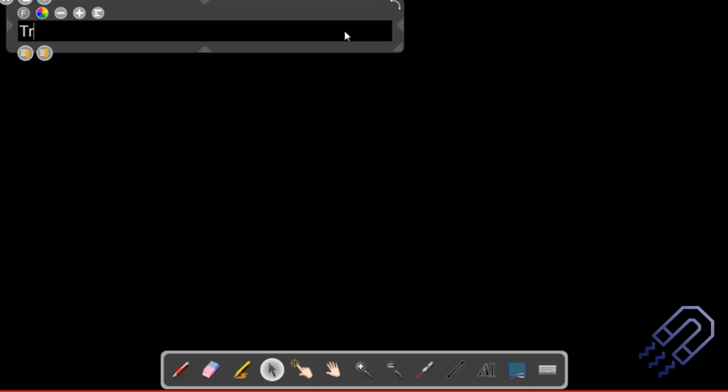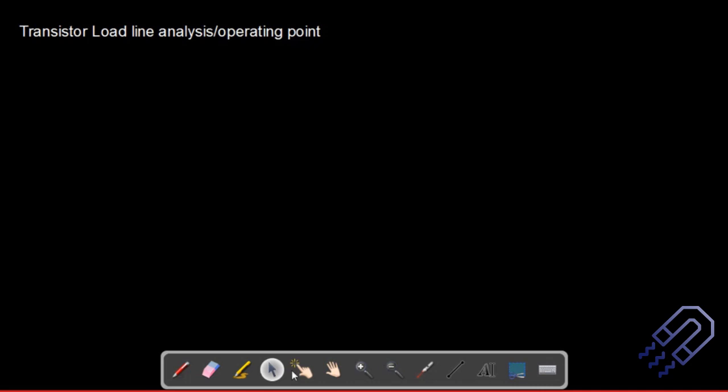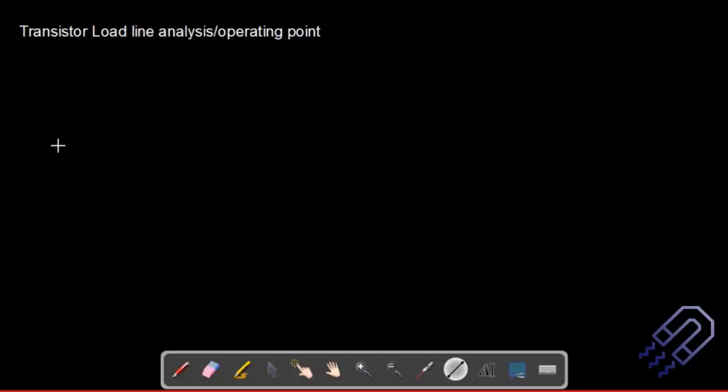The topic we are going to take up now is transistor load line analysis. We're also going to talk about something which we call the operating point. Both of these can be done for the input characteristics and the output characteristics, but we are just going to do it for the output characteristics now. I'm just going to take one, and I think you can easily do the other.